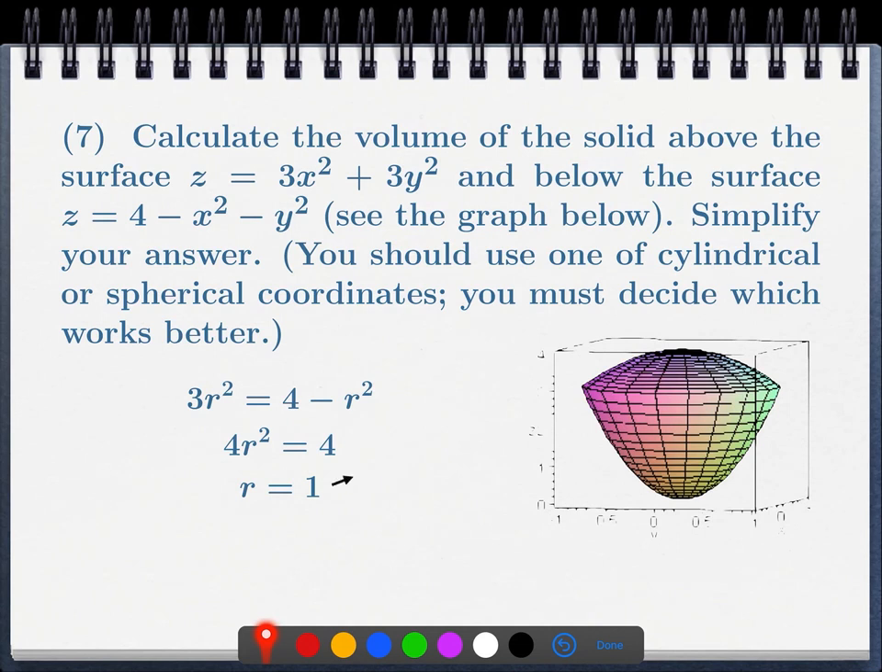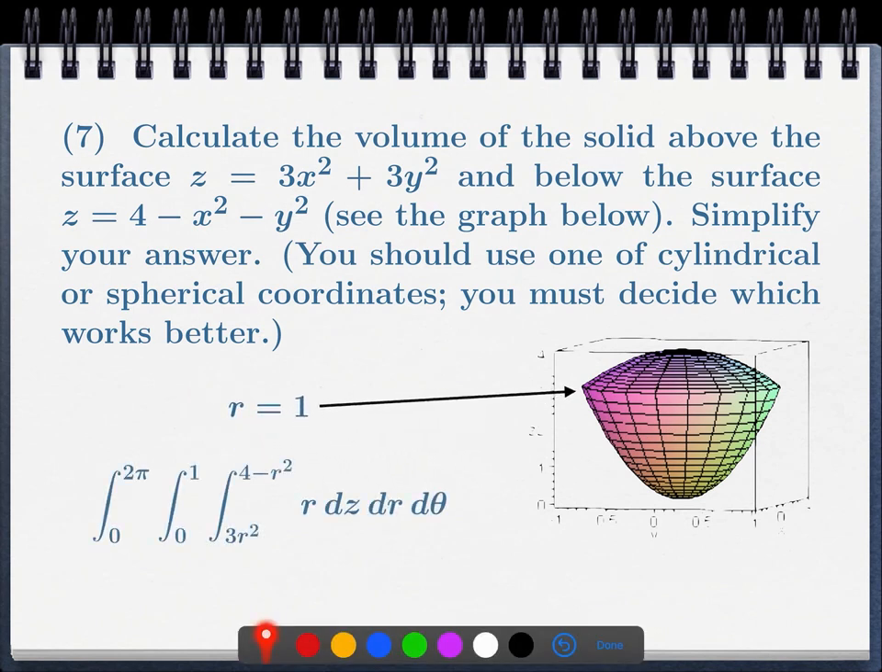So that means when we set up the integral here, theta is going from 0 to 2 pi. Again, we're going all the way around the z-axis, the circle. r is going from 0 to 1 because that's the radius of this circle, the shadow we're going to have in the xy plane. And z is going from the bottom to the top. Going in the positive z direction, we hit this first, that's z equals 3r squared. Then we hit this, which is z equals 4 minus r squared. So z is going to go from 3r squared to 4 minus r squared. And we're interested in volume, so the dV is going to be r dz dr d theta.